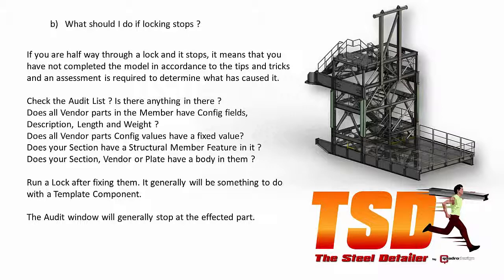So just consider that there are these different things that are in play that should be right at the beginning before you lock. Okay, if your locking doesn't work, you've got to go through an audit and have a look at what's going on in your model. Go through the tips and tricks and check it to make sure that it's working okay. Okay, so every section, vendor and body part should have, plate part should have a body in it, okay? I've had models where it's gone through a lock and it's stopped, and then I've gone to open up the section. And I've gone in there and there's a structural feature, but no body.